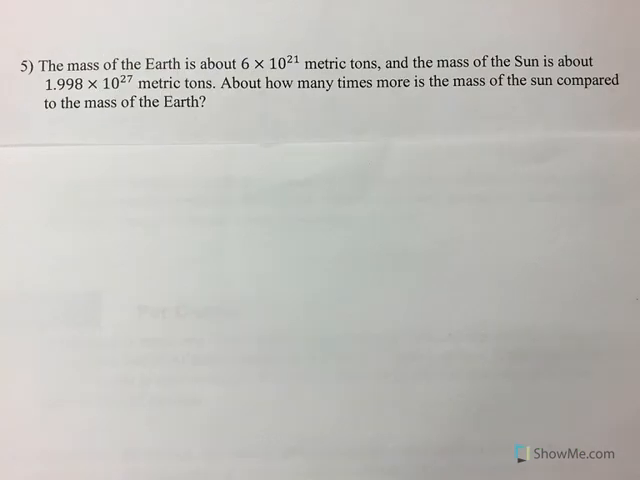Number 5. The mass of the Earth is about 6 times 10 to the 21st metric tons, and the mass of the Sun is about 1.998 times 10 to the 27th metric tons. About how many times more is the mass of the Sun compared to the mass of the Earth? Now, this one is a little bit hard to understand, but this is what it's saying. The Sun is the Earth times what number? How many times do you have to multiply the Earth to get the Sun?